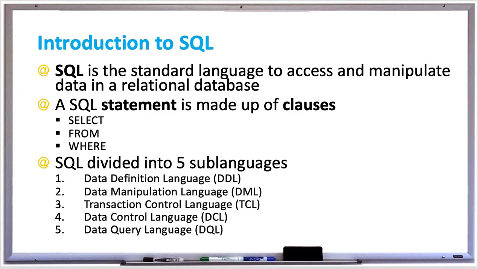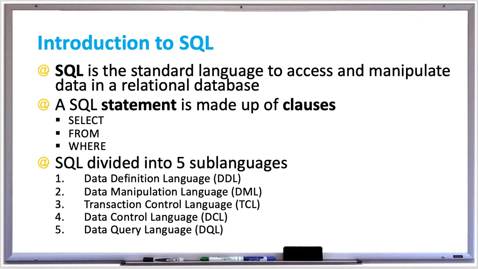For example, select name will select names from your database. From friends will select it from the friends table. Where age is greater than or equal to 21 will select the friends' names from the friends table where their age is greater than or equal to 21, and then return the results in a result set. SQL statements also contain identifiers such as table names, column names, and literals such as 21 in the example I just gave.